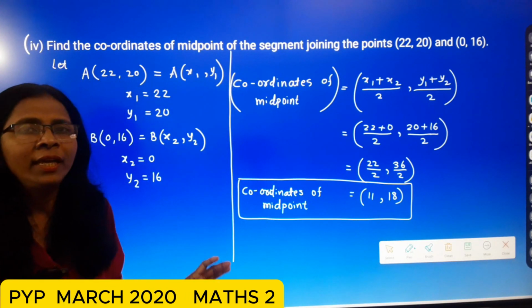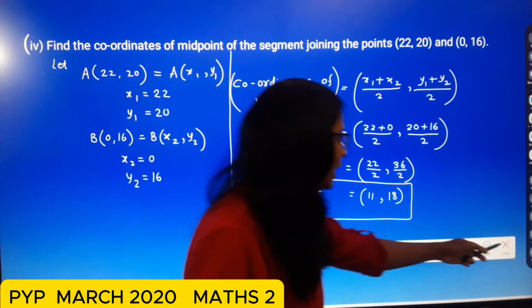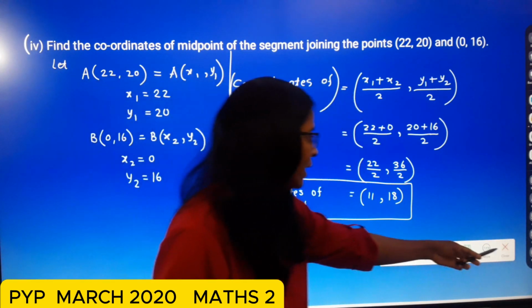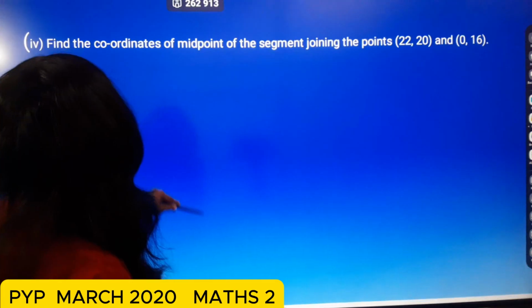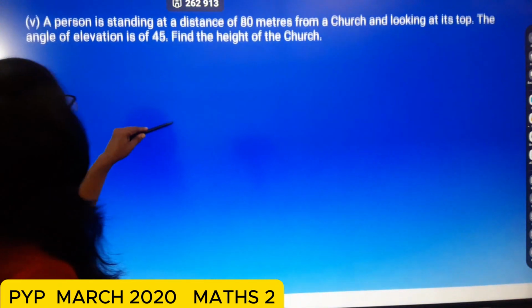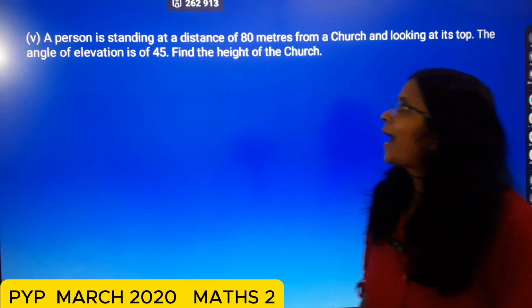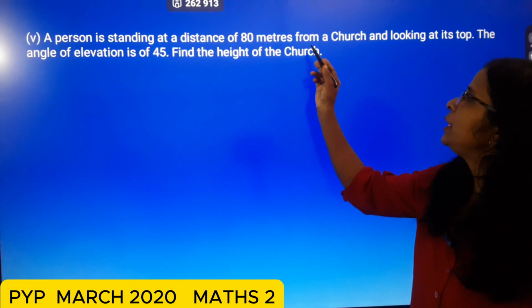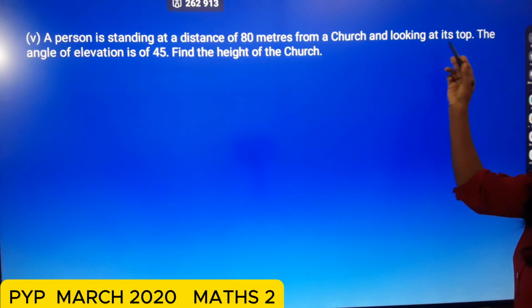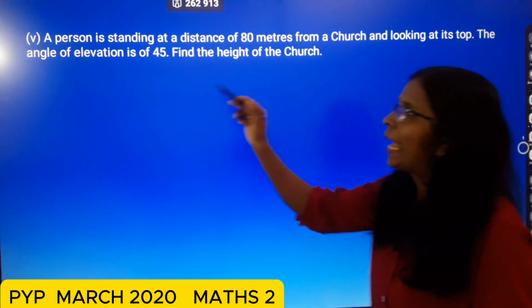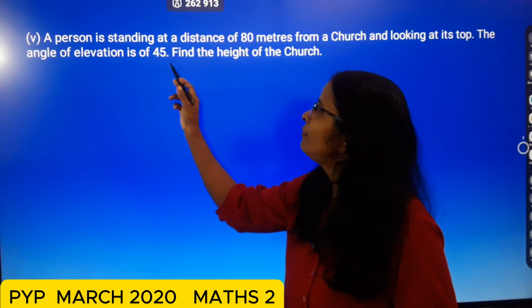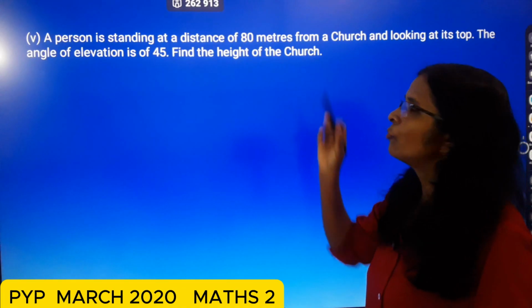Okay students, very easy questions. Now the next example: a person is standing at a distance of 80 meters from a church and looking at its top. The angle of elevation is 45 degree. Find the height of the church.